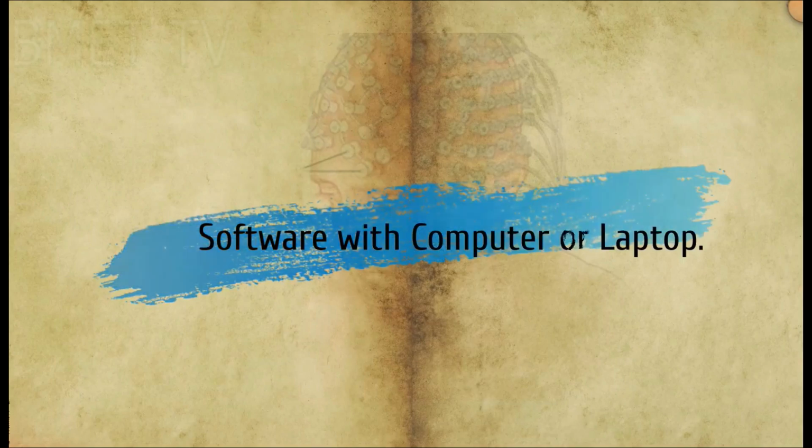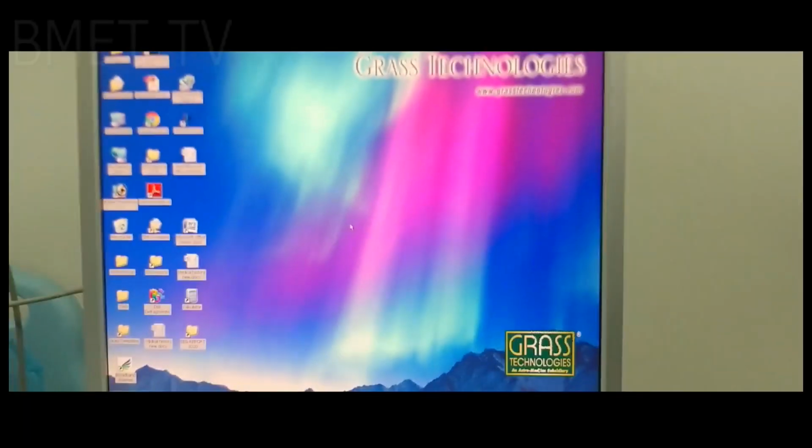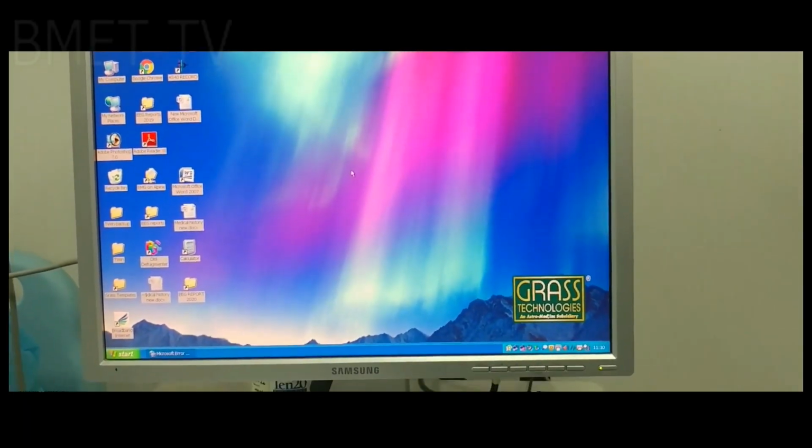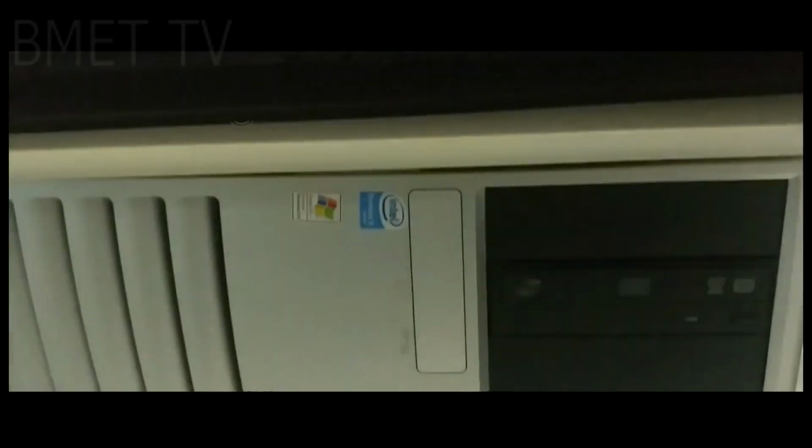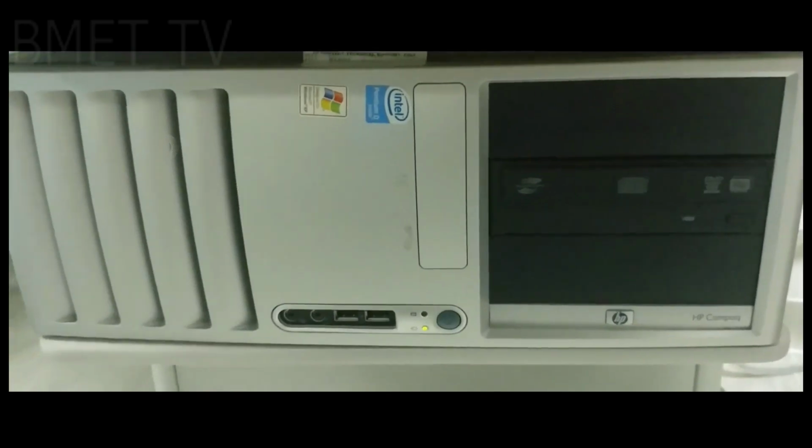Fifth and last is software with computer or laptop. The last and main system is your computer, which will process the signals from the Headbox and show the waveform, and it also controls the photic lamp and camera angle and recording during sleep studies.